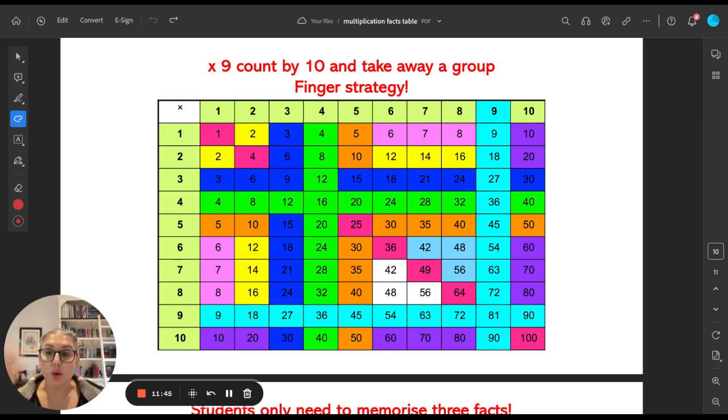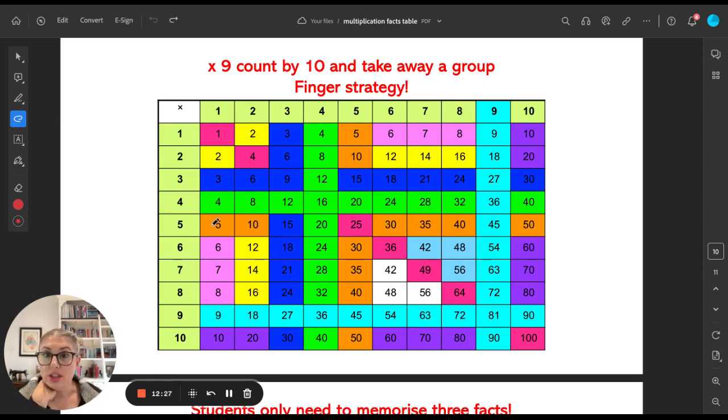But if you do multiply by 10 and take one group away, or we can do the finger strategy. So here I've got 10 fingers, and if I take 1, so that's 1 multiplied by 9, that's going to give me 9. 2 multiplied by 9, that's going to give me 1 and 8, 18, etc. So 3 multiplied by 9 is going to give me 2, and 7, that's 27. The other thing that you have to remember with your 9s is the 2 digits that make up your product are going to add to 9 as well. So that is a really important point.